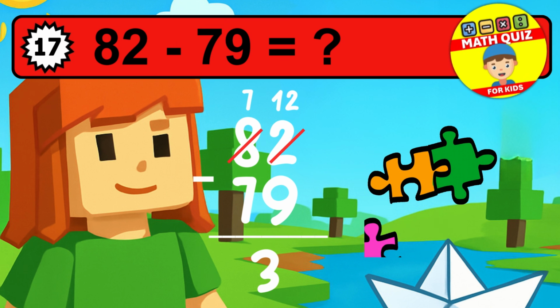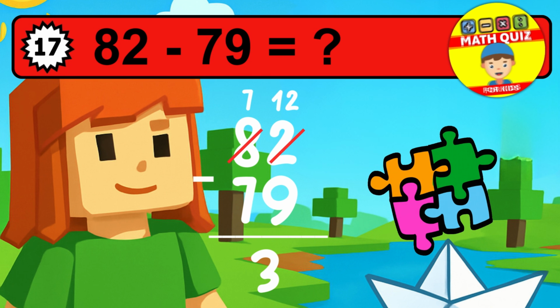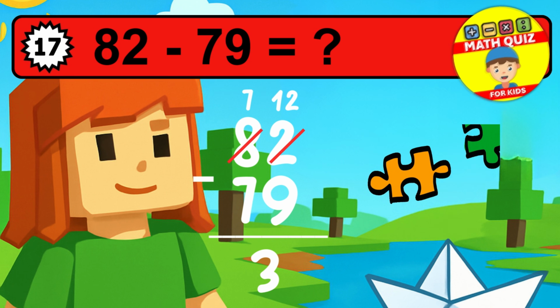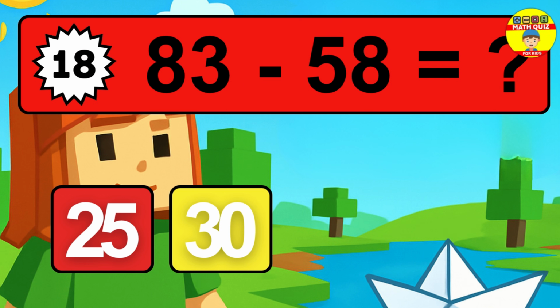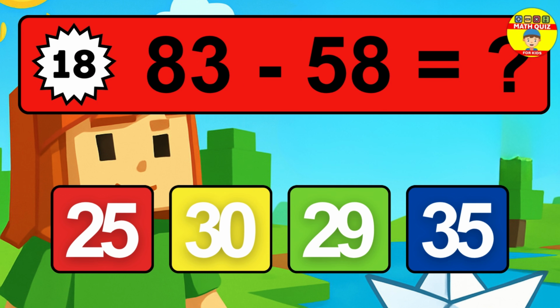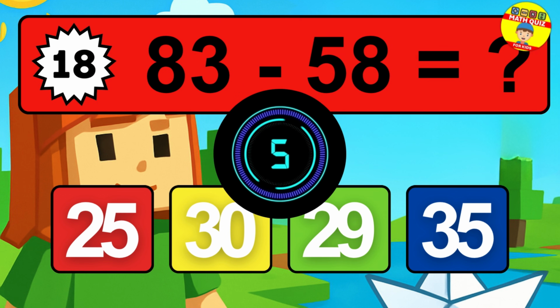Then we go to the tens. 7 minus 7 is 0. The final answer is 3. What is 83 minus 58? Time to think.